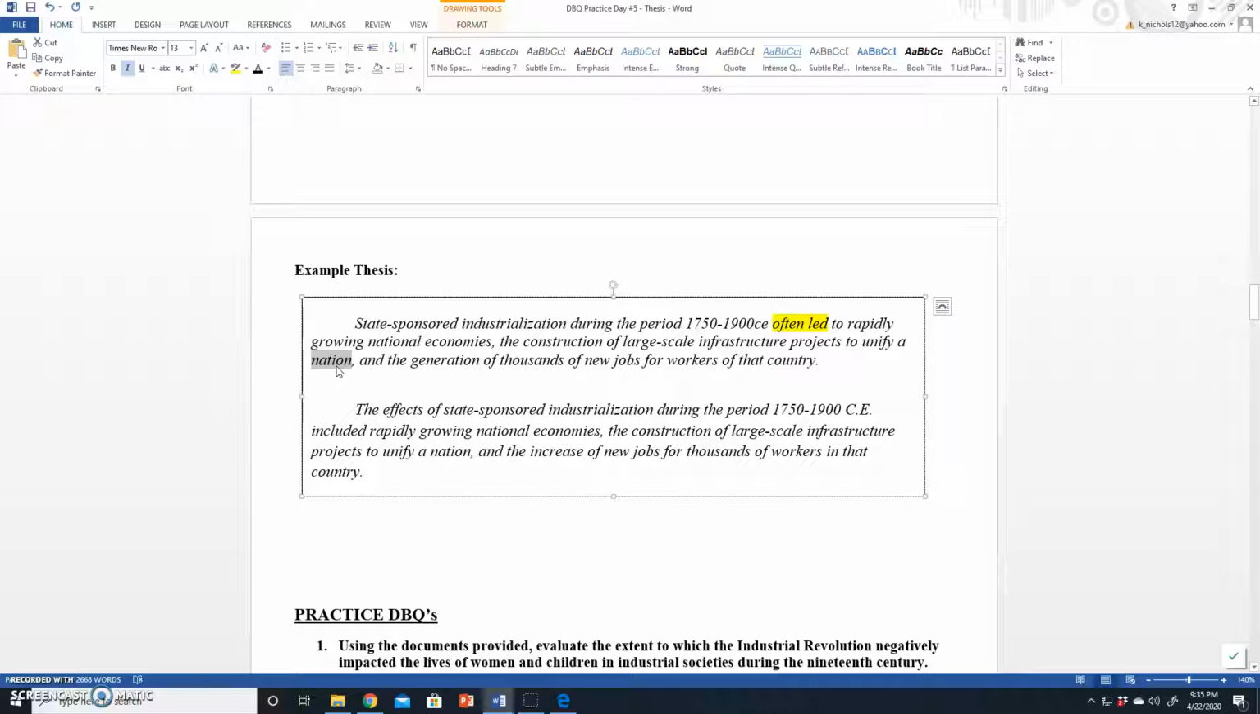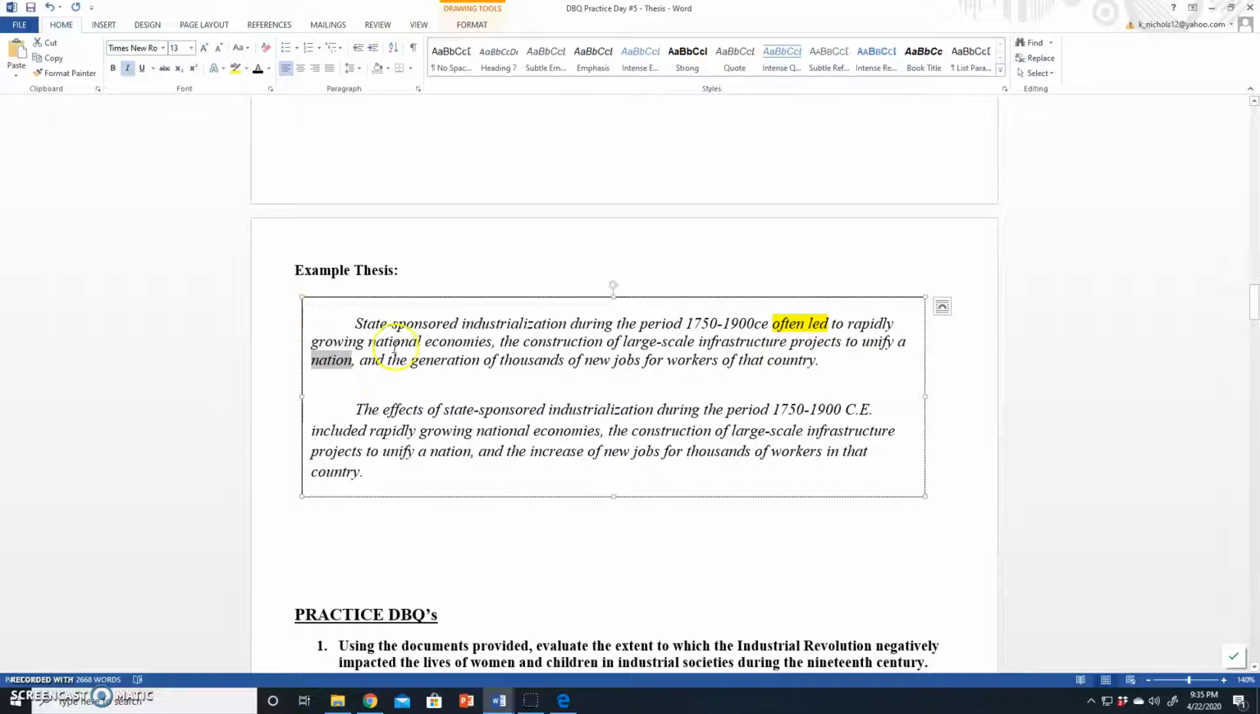It's important that you guys, in your argument, you can't just simply state, hey, industrialization led to a growing economy. It led to building more railroads. Industrialization led to more jobs. You're not making a complicated argument. You need to make it a little bit more complicated than that.